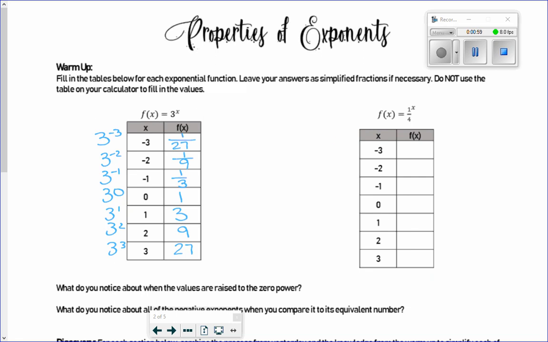So now our base value is a fraction. So 1/4 to the power of -3, what's that going to be? 64. All right, so let's complete this table, and then we're going to make a comparison of what's happening with these positive and negative exponents.